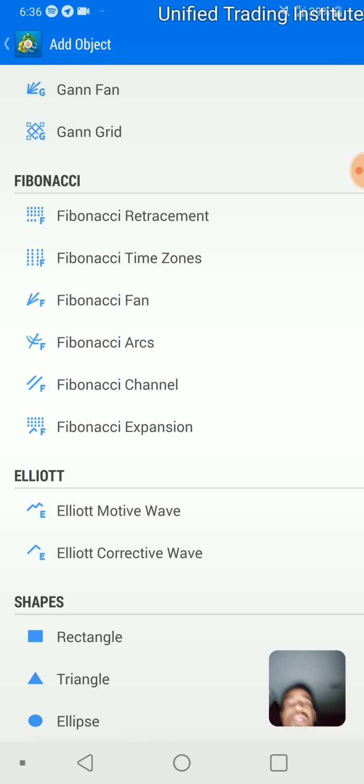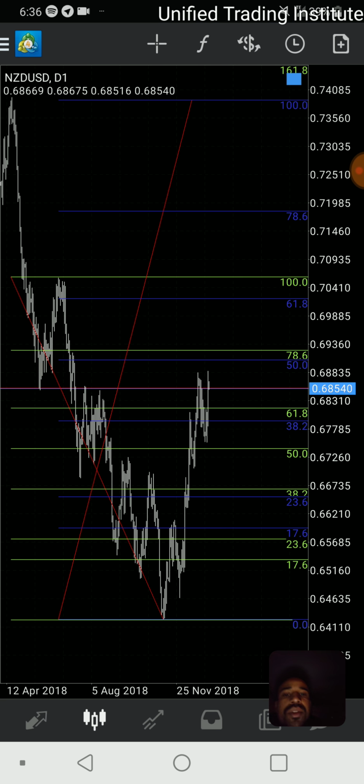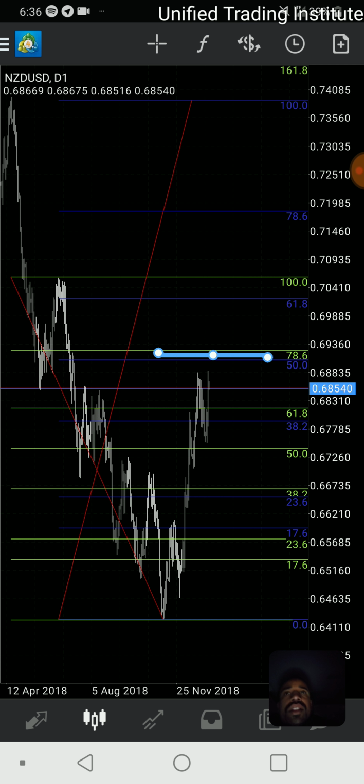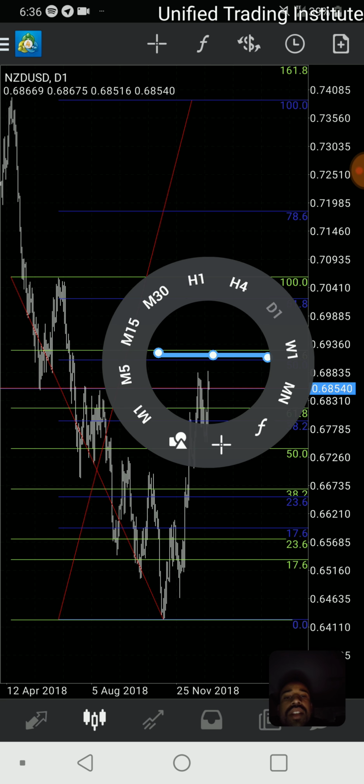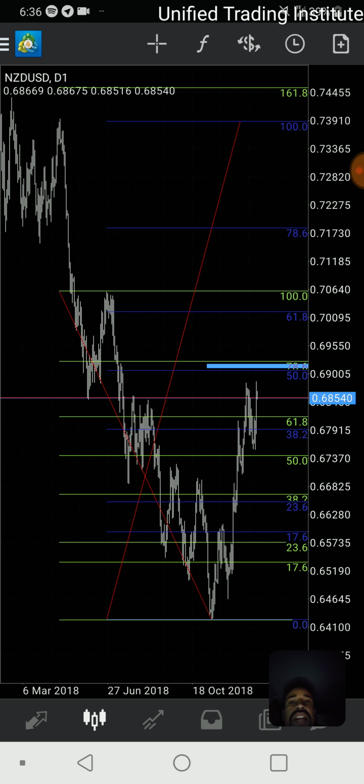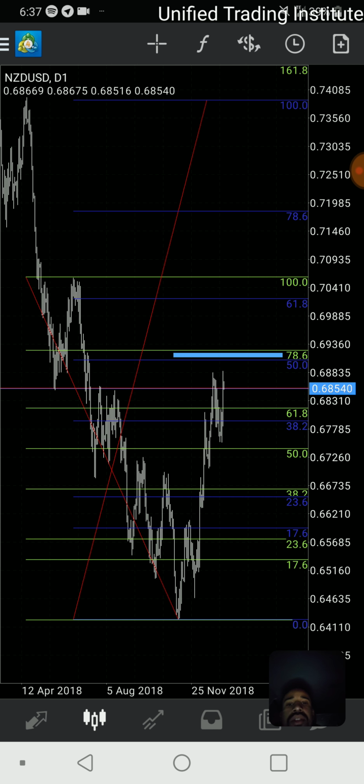Okay, so if I bring out my rectangle, I'm going to highlight this for you guys. This zone right here, I like that area right there. And I'm going to tell you why. On this level, this 50%, this is the 50% level of that major swing high, swing low. That's 50% of that swing. So that's a good retracement level.